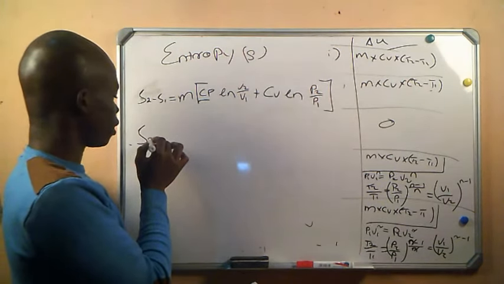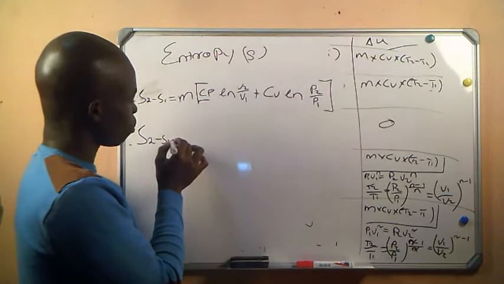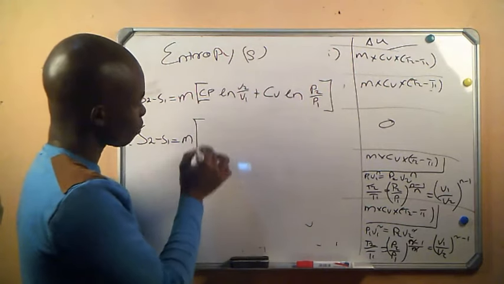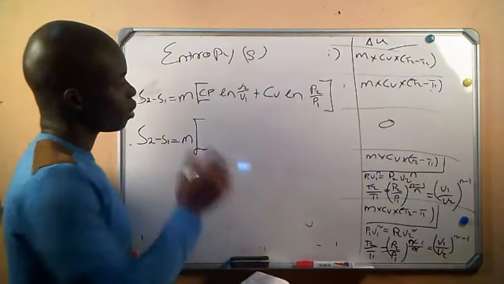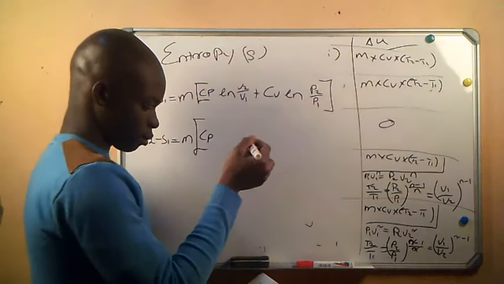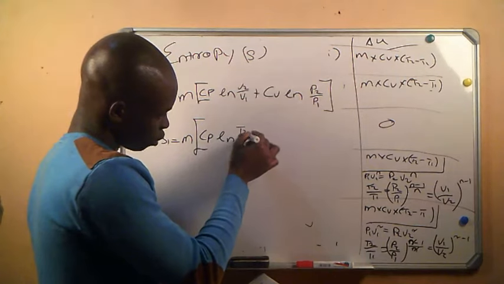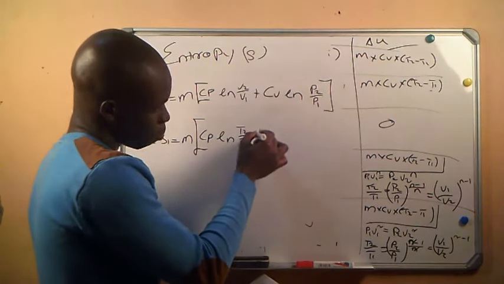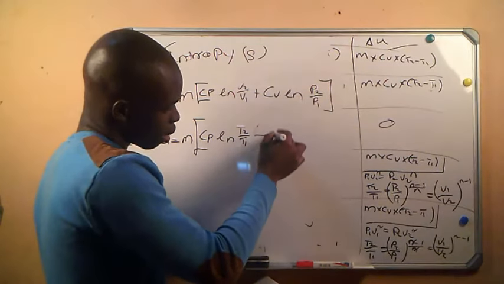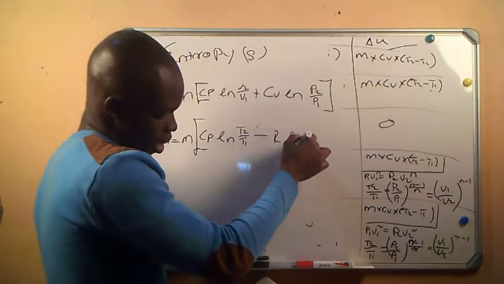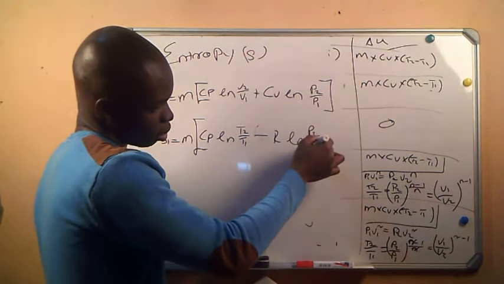The second formula is: change in entropy is equal to m in brackets Cp ln T2 divided by T1 plus, sorry, it's minus R ln P2 divided by P1.